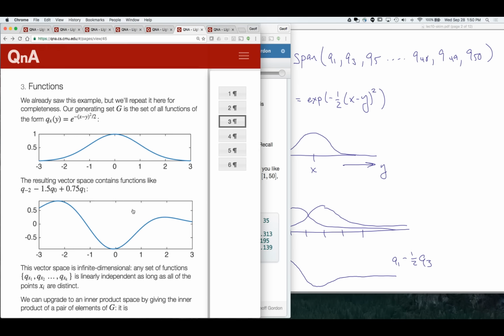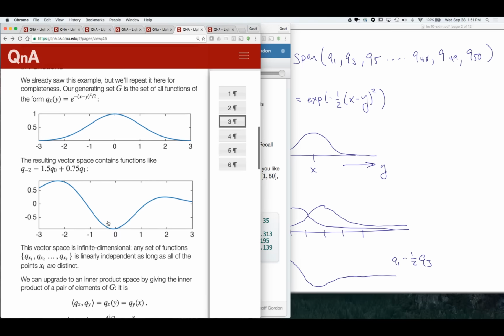So we already went through this example, right? This is the example you're working with in the homework, where the generating set is the set of all functions of the form qx, like this. The generating set just means that the vector space is going to be the span of all of the functions in our generating set, meaning the set of all linear combinations like this. Or if there are infinitely many, as there are in this case, we might have to allow our linear combinations to have infinitely many terms in them, as long as the sum converges. Right? So elements of this vector space look like this. This is an example.